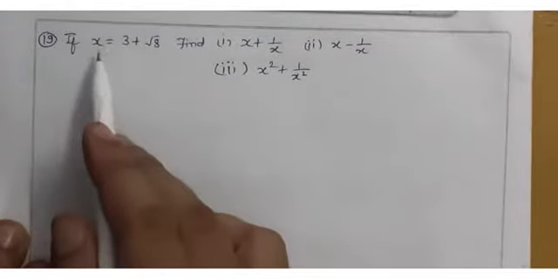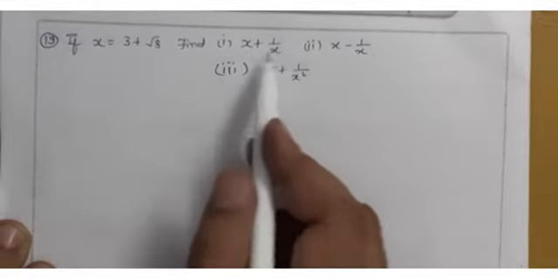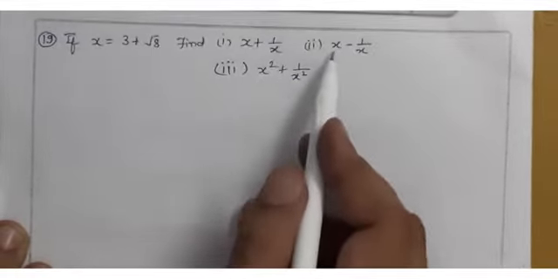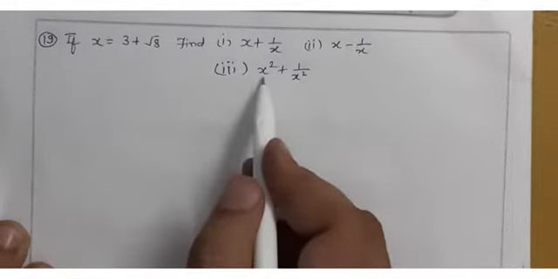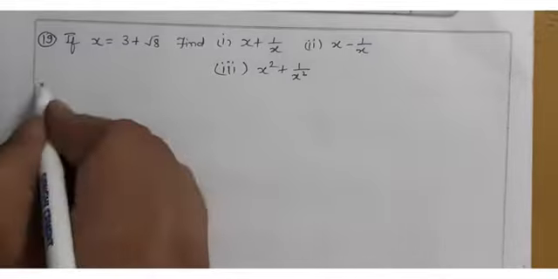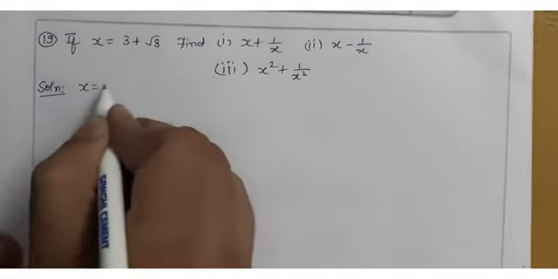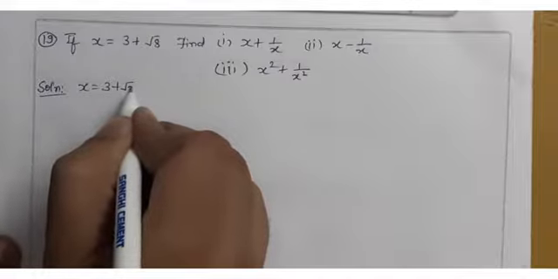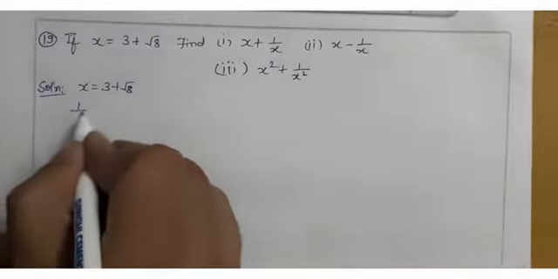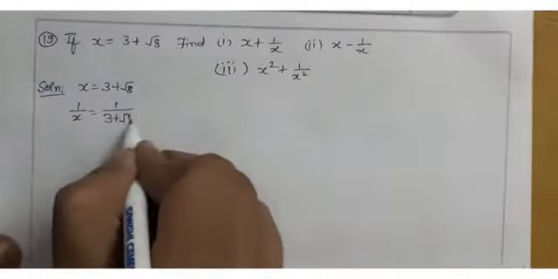Now the next question: x is equal to 3 plus root 8. In the first part, you have to find x plus 1 upon x, then x minus 1 upon x, then x square plus 1 upon x square. All three you have to find out. So x is given to you as 3 plus root 8. Then what will be 1 upon x? 1 upon 3 plus root 8.